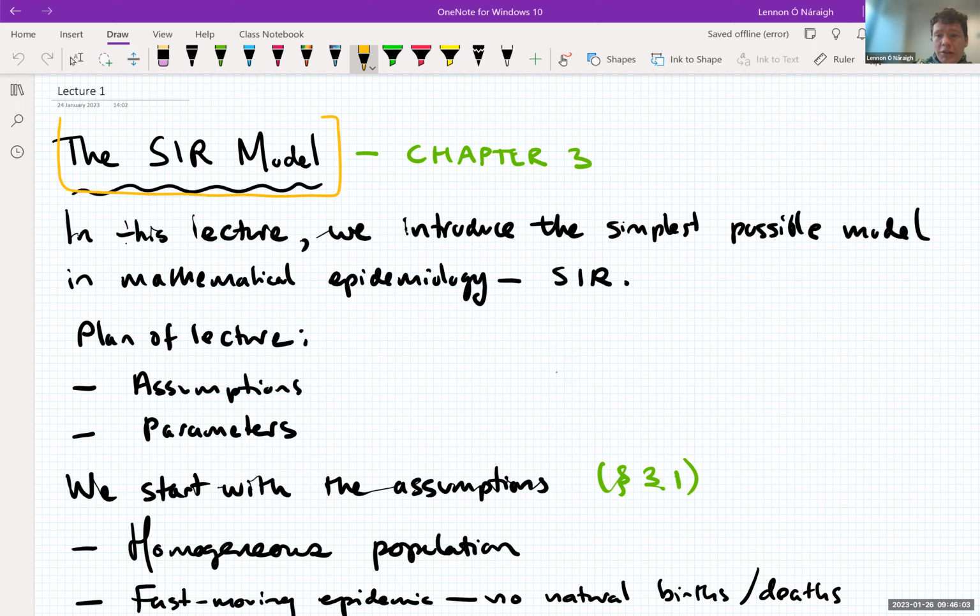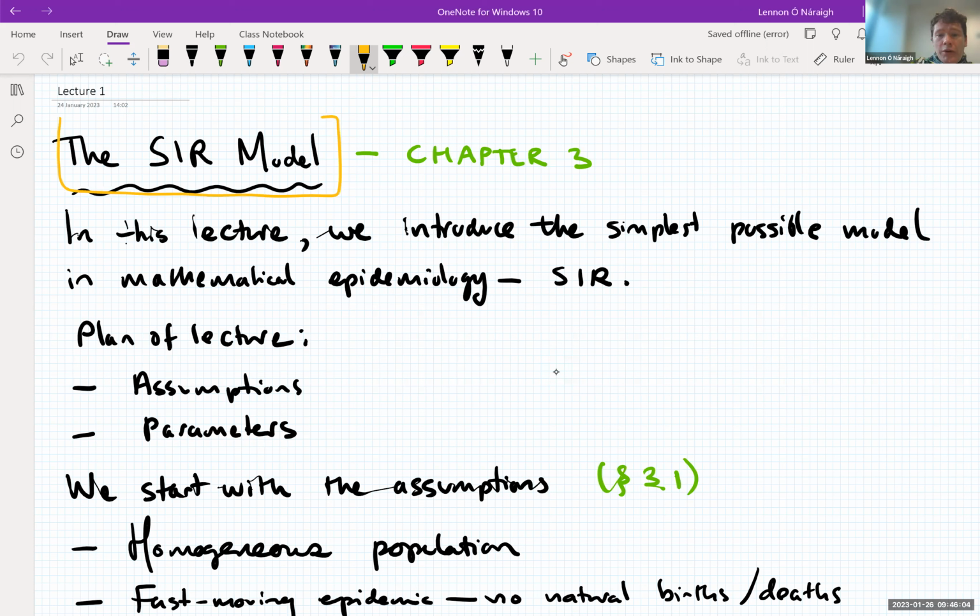So in this brief lecture, we're going to introduce the simplest possible model in mathematical epidemiology. So the SIR model. And the plan of this short lecture is to state the assumptions that we make on the model, and then to discuss the parameters that are in the model. So we start with the assumptions here in section 3.1.